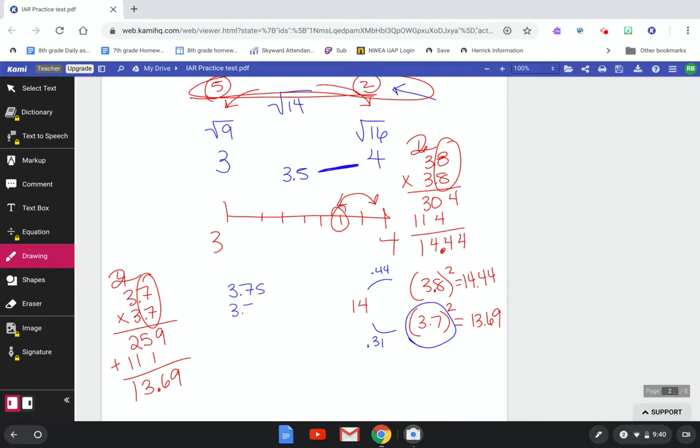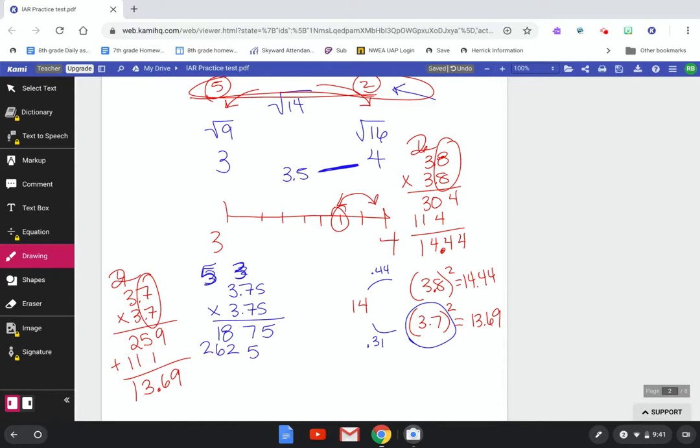3.75 times 3.75. One last time. So we get 25, 35 plus the 2 is 37, carry the 3. 5 times 3 is 15, plus the 3 is 18. Perfect. Now, 7. 7 times 5 is 35, carry the 3. 7 times 7 is 49, plus the 3, we get 52. 7 times 3 is 21, plus the 5 is 26.